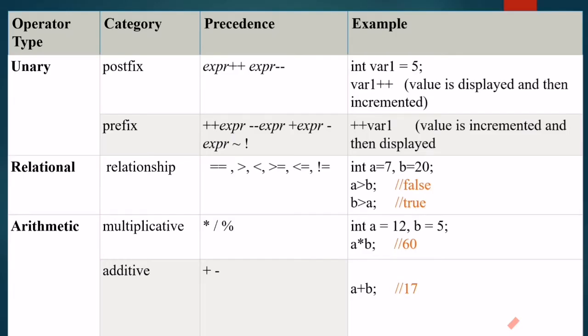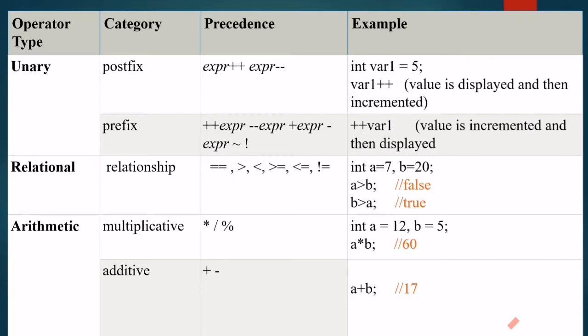Now let's see about types of operators, their category and precedence. Along with that we'll see some examples. First operator, unary. Category for unary is postfix and prefix. Postfix, how we can write is expression plus plus or expression minus minus.